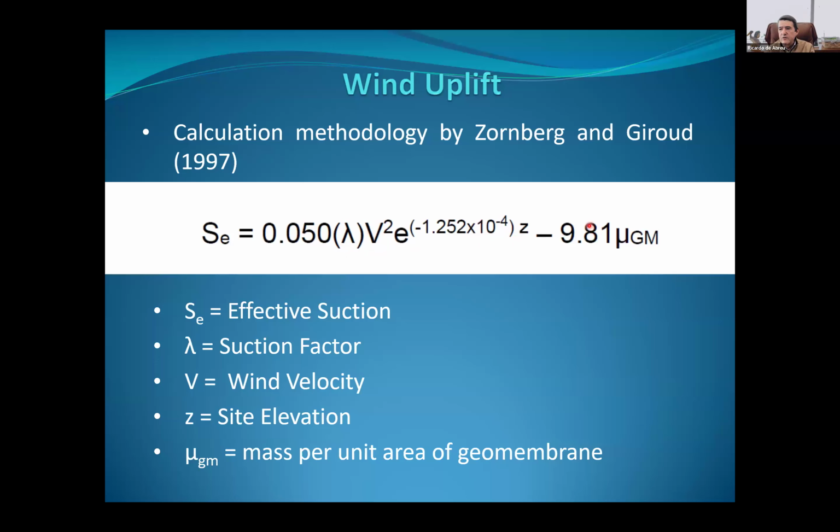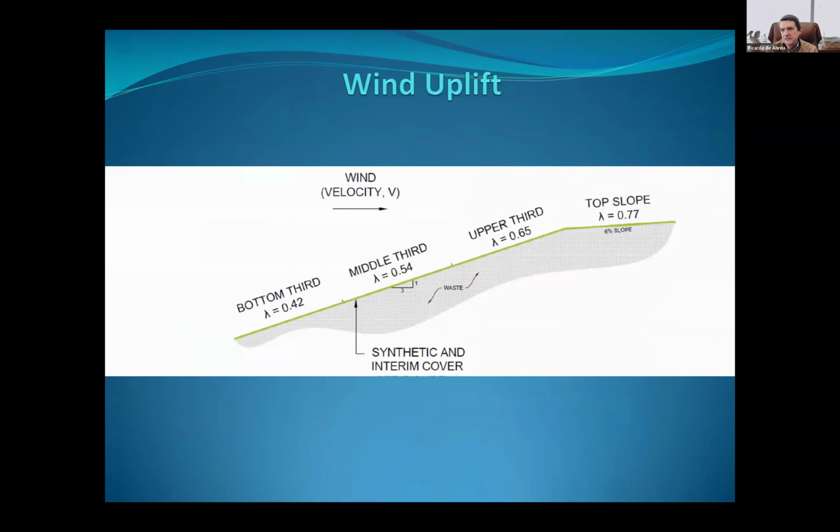And you may want to discount, if you don't want to be extra conservative, the weight of the geomembrane. So this 9.81 times the mass per unit area of geomembrane is the weight of the geomembrane, or the pressure that the weight of the membrane causes. So you may want to discount that. It's not going to be much. But if you don't want to be extra conservative, you can discount that. And Z is the site elevation, okay?